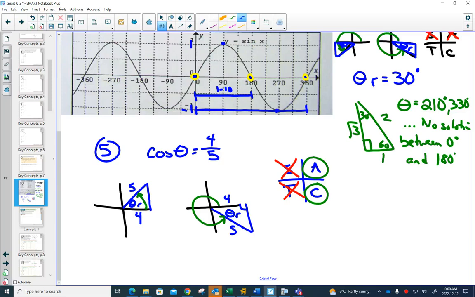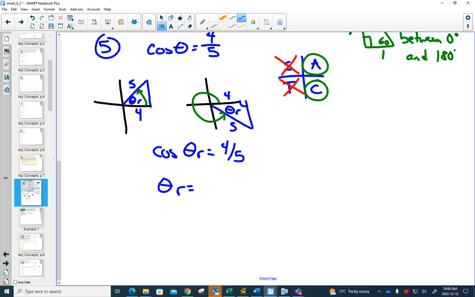Now that we've drawn our triangles, you can find that reference angle using grade 10 trig, right? I would know that cos of my reference angle is adjacent over hypotenuse, 4/5, so I could find my reference angle by doing cos inverse of 4/5. Go to my calculator. And I get 36.9 degrees.